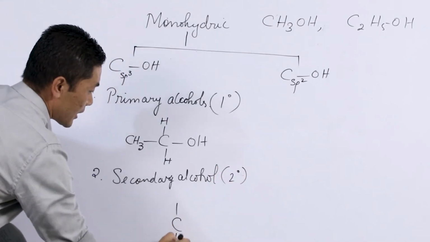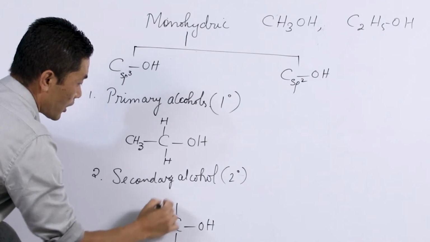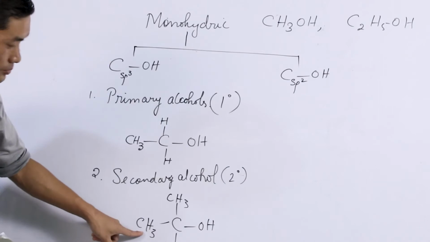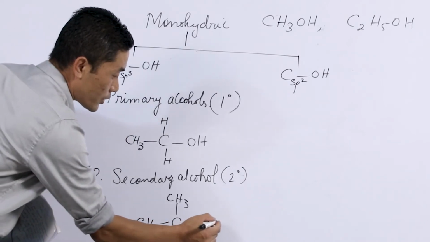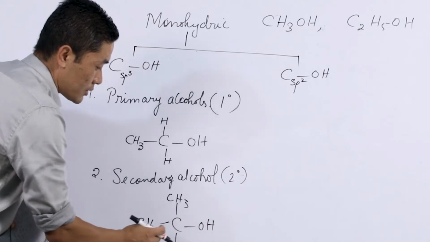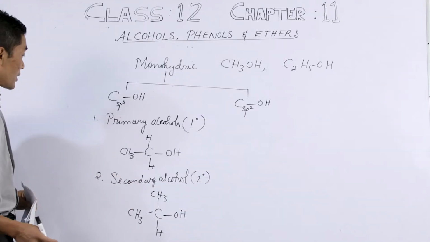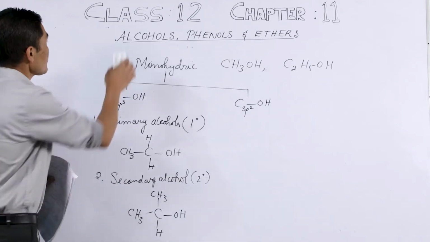Here, the carbon atom is linked to two alkyl groups like this. This can be the methyl group CH3 or any alkyl group. The carbon to which the OH group is bonded is linked to two alkyl groups in these secondary alcohols. Then we have the tertiary alcohols.